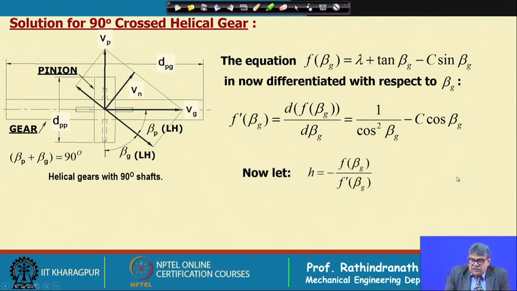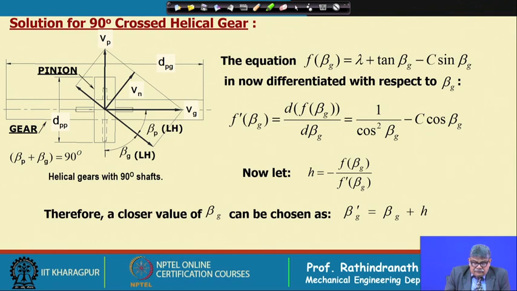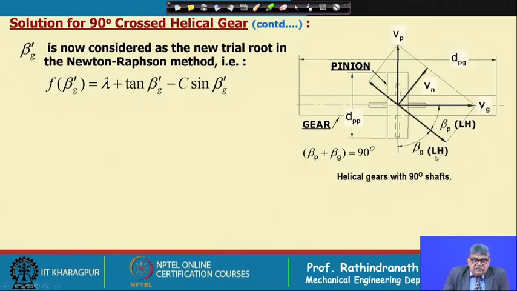And then we consider h, an incremental value, which in the Newton-Raphson method is equal to minus the function of beta g divided by that differentiated function of beta g. Therefore, a closer value of beta g, that means after the first trial value, the second trial value of beta g can now be improved to beta dash g, which is equal to beta g plus h, that incremental value. And beta dash g, which is the new root, is considered as the new trial root for the Newton-Raphson method.